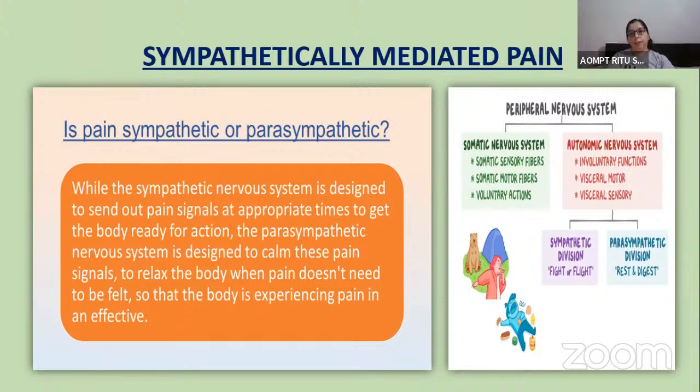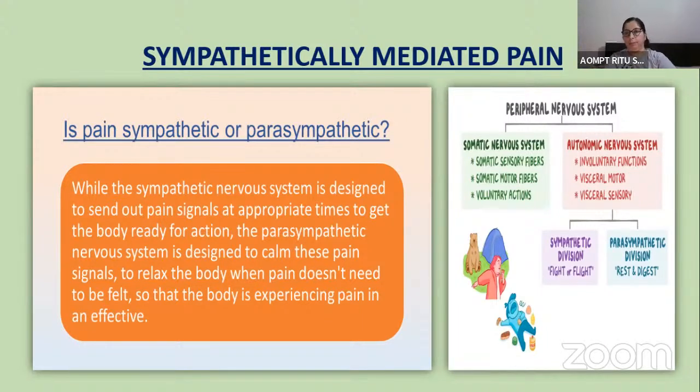Now we have our last part, where we have sympathetically mediated pain. This is also a very important part, because we see whether the pain has a sympathetic or parasympathetic component. The sympathetic nervous system is designed to send out the pain signal at the appropriate time to get the body ready for action, that is fight, flight and fright, which we have already discussed. And the parasympathetic nervous system is designed to calm these signals, to relax the body when pain does not need to be felt.